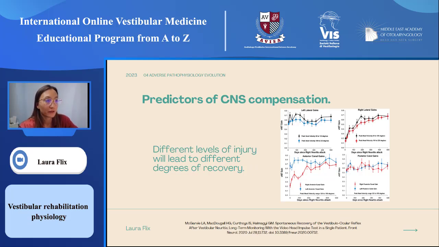Also, it will affect the different levels of injury, because they will get to different degrees of recovery. If they had a bigger lesion, bigger disability, it will be more difficult, of course, also to return, because we will have fewer functions maintained.